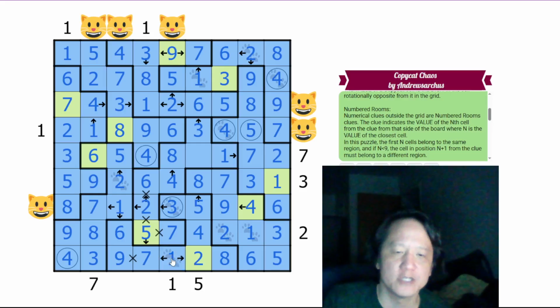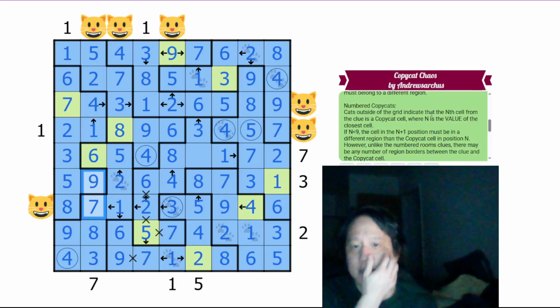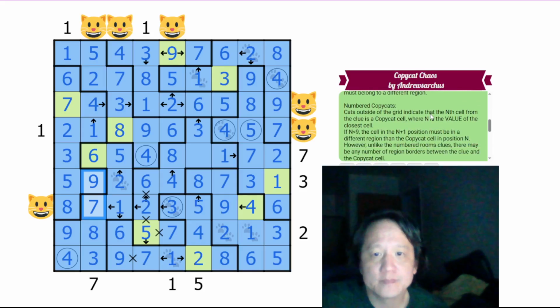Value of 1 saying 1 has to be in the first cell, which it is, and then it's the same region, and there's a different region after. Value 3 means that in the third cell there must be a value 7, which there is, and then they must all be in the same region, which they are, and this must be a different region, which it is. So that's numbered rooms. Numbered copycats.